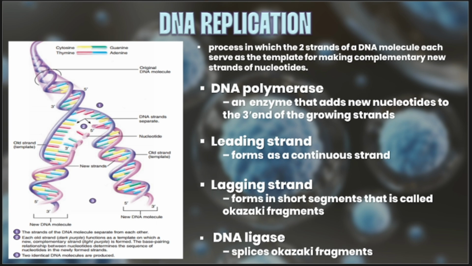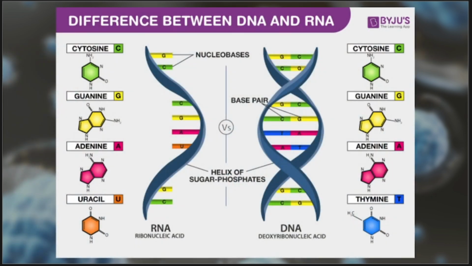And we also have your DNA ligase. Your DNA ligase is an enzyme that will splice or join the Okazaki fragments on the lagging strand to create a continuous DNA strand. Okay? And if we try to differentiate your DNA and RNA, these are the different points of differentiation. Number one is your structure.